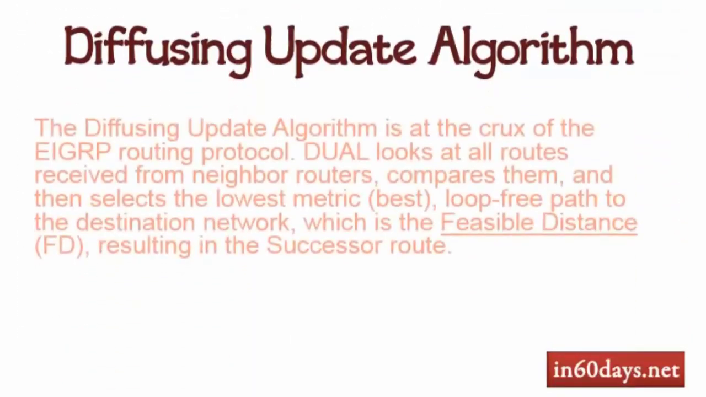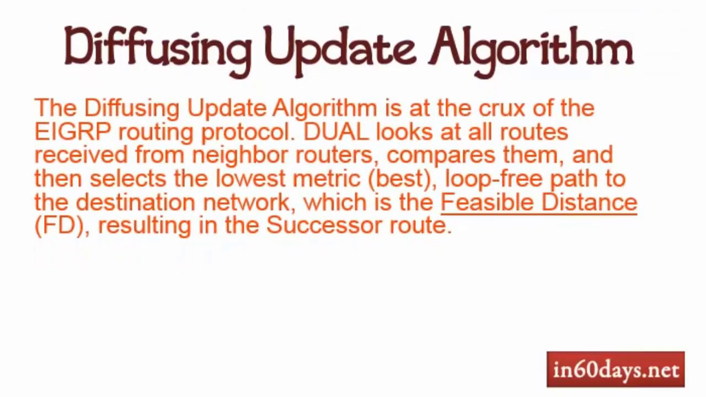The Diffusing Update Algorithm runs at the core of EIGRP. It looks at all the routes from neighbour routers, compares them, and then selects the lowest metric, which obviously, as we've seen so far, by default is the bandwidth. The whole point behind this, as with any protocol really, is to ensure a loop-free path to the destination network. The best path is known as the feasible distance. So this results in the successor route.